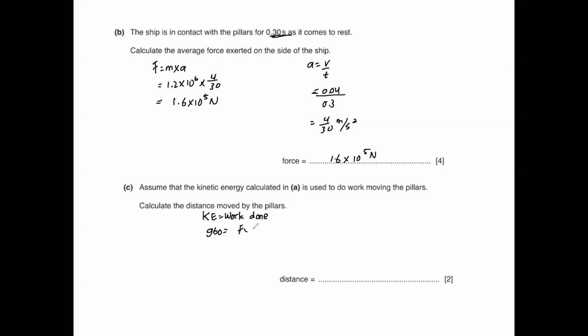So F times the distance, okay? So 960, the force is just this one, 1.6 times 10 to the power 5, and then times the distance that we want to find. So distance equals 960 over 1.6 times 10 to the power 5. So it becomes 6 times 10 to the power negative 3 meter.